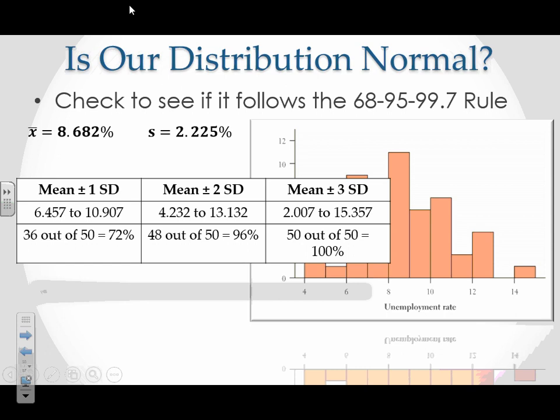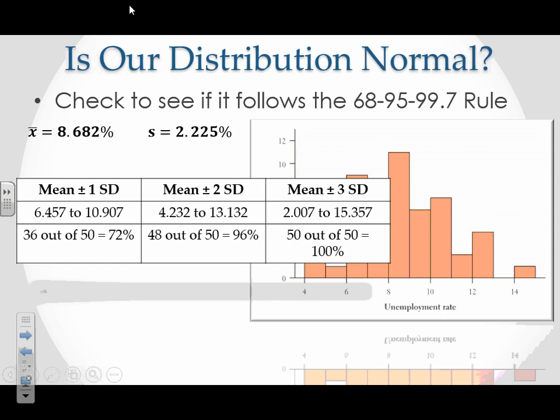So then when I count up how many states are in between those two values, we find that 48 of the 50 states fell into that range of values. So about 96%. And then for 3 standard deviations, it's the same process. Add 3 times the standard deviation to the mean, subtract 3 times the standard deviation from the mean. There's my new range. And in this case, all 50 states fell within that range of values.